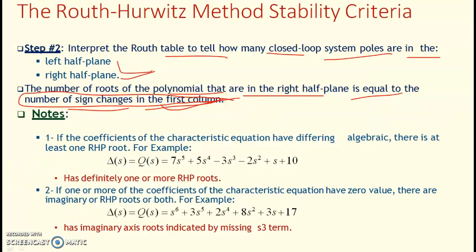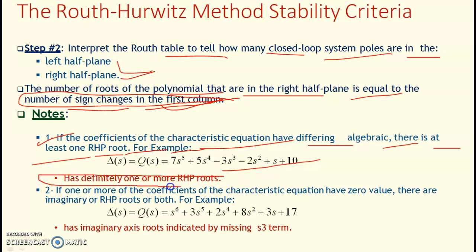Clear? Then you have to write the note. If the coefficients of the characteristic equation are of different algebraic signs, then there are definitely one or more roots in the right half of the plane. So if the coefficients of the characteristic equation have different signs, then directly we can decide that one or more poles lie in the right half of S.